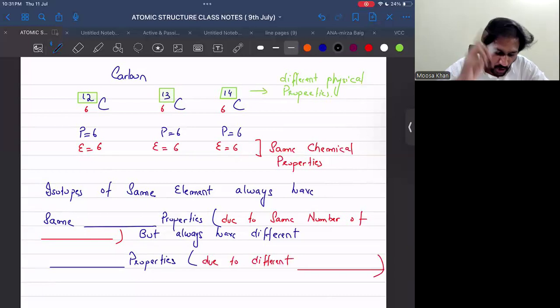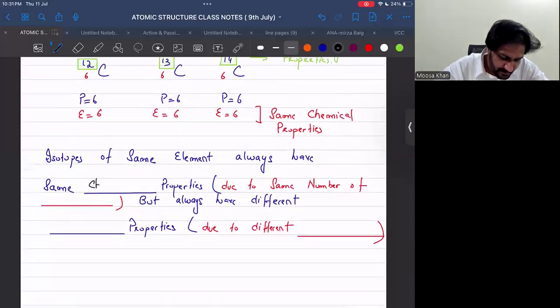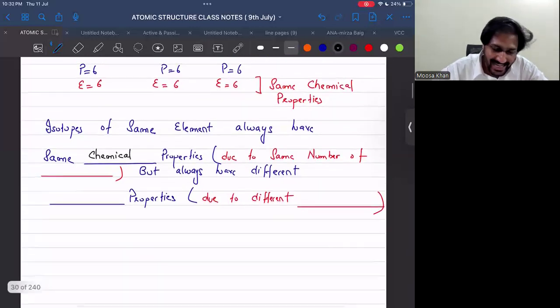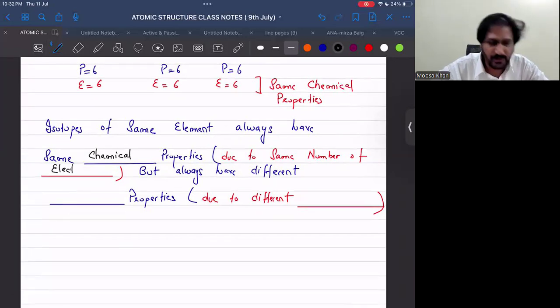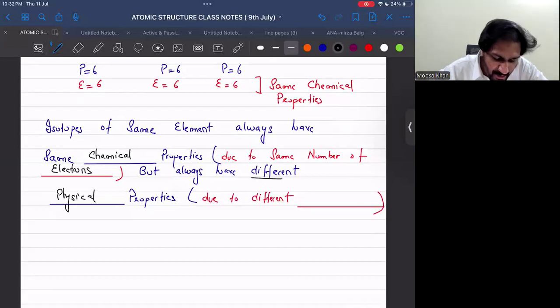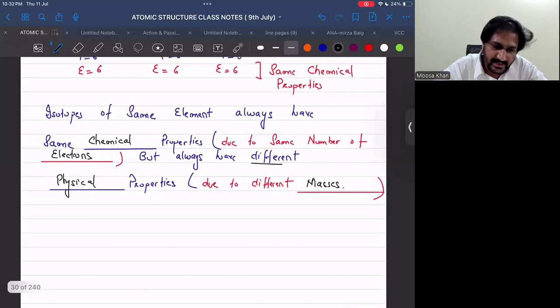Isotopes of the same element always have the same chemical properties. Why? Because if they are isotopes of the same element, their number of electrons will always be the same. But they always have different physical properties. Why are their physical properties different? Because isotopes have different masses. Isotopes are formed when masses are different. So chemical properties depend upon number of electrons only, and physical properties depend upon charge as well as mass.